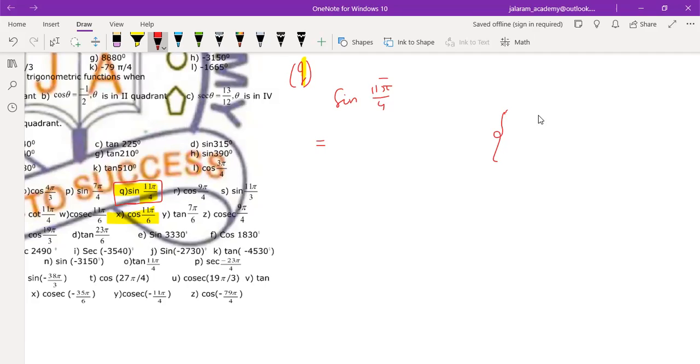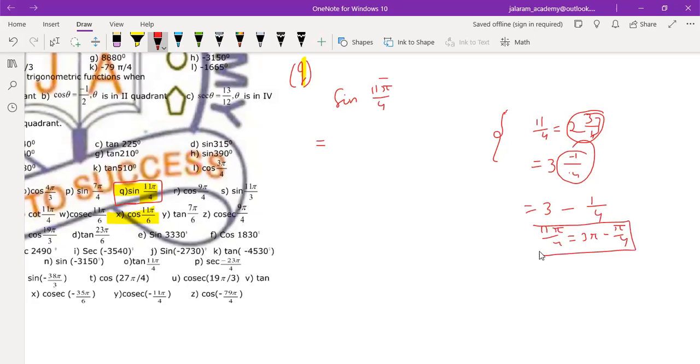Okay, so first of all, change this 11 by 4 to a mixed fraction. 4 twos are 8, remainder is 3. So 2 and whole 3 by 4. 3 is almost equal to 4, so you can also write 3 whole minus 1 by 4. 3 fours are 12 minus 1, 11. Means this 11 by 4 can be written as 3 minus 1 by 4. So if it is 11 pi by 4, we can write 3 pi minus pi by 4.